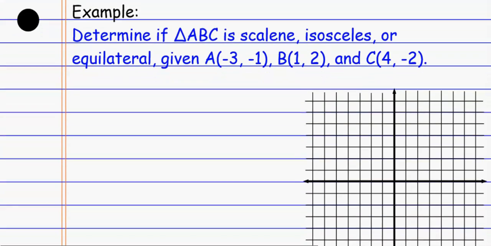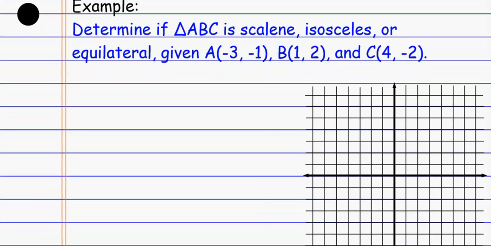And so if I look at something like this, we're starting with a triangle here. It says determine if triangle ABC is scalene, isosceles, or equilateral. Remember, scalene just means that none of the sides are the same. Isosceles means exactly two sides are the same, and equilateral means that all the sides are the same. So really, I just need to plot this, and I need to find the length of each side.